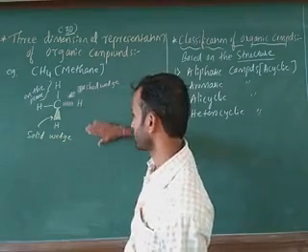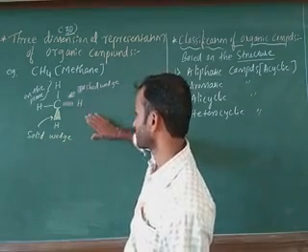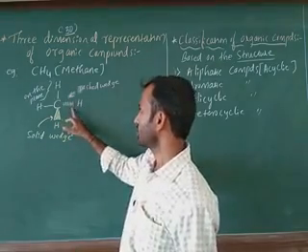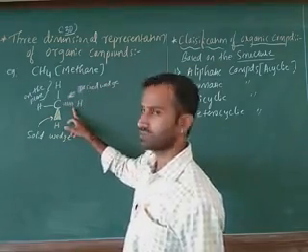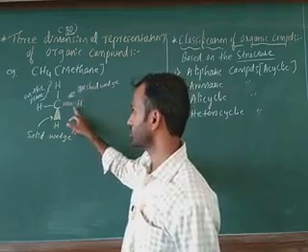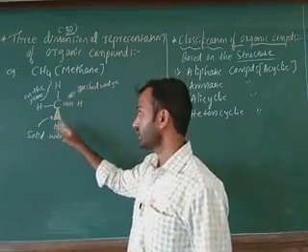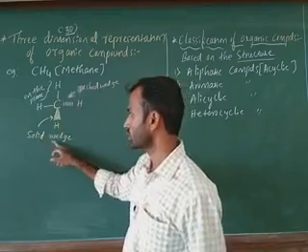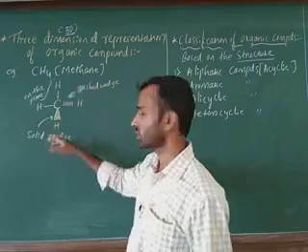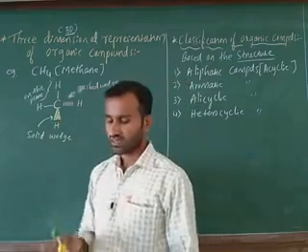On the plane means, this is a blackboard, no? That is why, if you are going to represent on the plane, this is indicated by a dashed wedge. This is called a dashed wedge, below the plane. Next, this one indicates a solid wedge, above the plane.